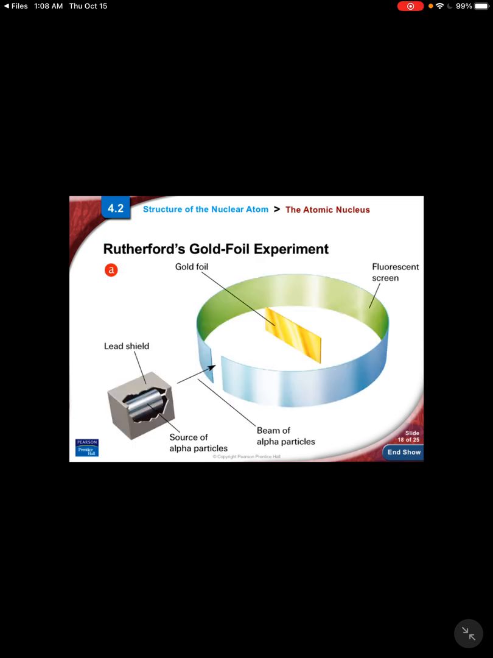And for those in class, if I can find them, I'll show you my gold foil. Gold is amazing in that it can be hammered into extremely thin sheets that are only a few atoms thick. And he was passing a beam of alpha particles through the gold sheet. An alpha particle is 2 neutrons and 2 protons all stuck together. It's basically the nucleus of a helium atom.